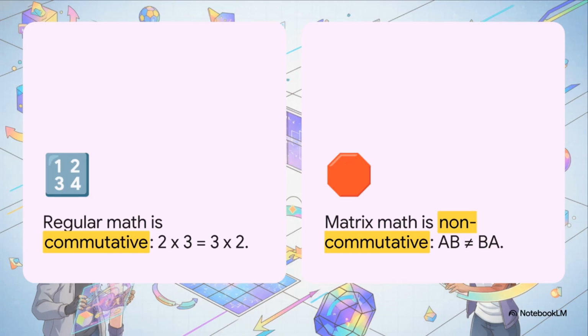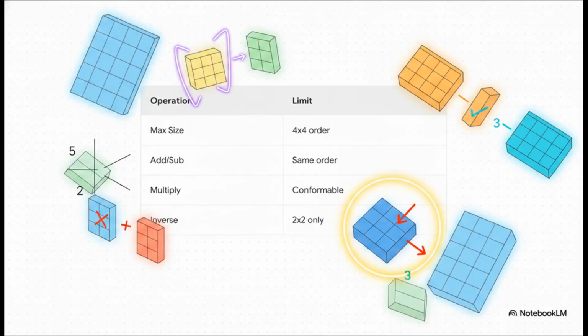In regular math, multiplication is commutative. 2 times 3 is 6, and 3 times 2 is 6. Swap them all day long, it doesn't matter. But matrices are stubborn. Matrix math is non-commutative. Matrix A times matrix B does not equal matrix B times matrix A. If you just casually flip the order, you're going to get a wildly different answer. Or worse, the calculation literally becomes impossible. Because of that, the syllabus lays out this rigid framework of rules you just have to memorize.